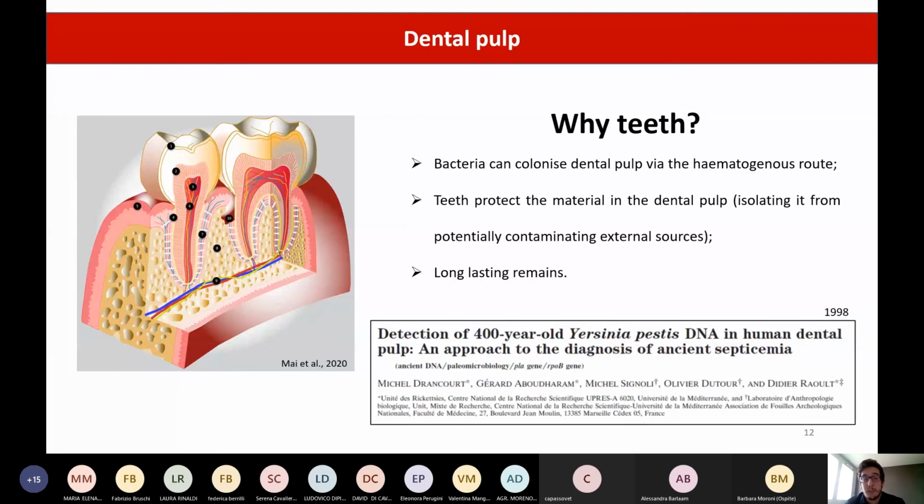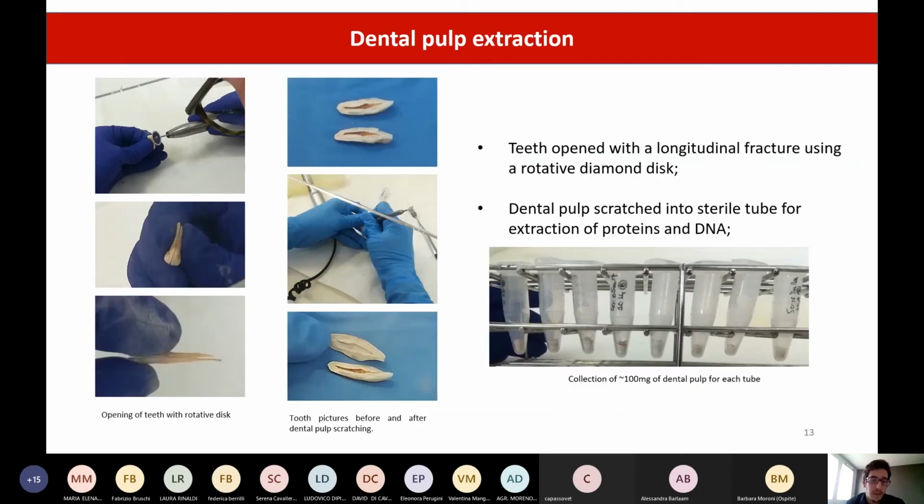And since blood is circulating inside the dental pulp, we also have all the pathogens that circulate in the blood of the individual. To obtain the dental pulp, you need to cut the teeth. There are different ways to cut them, but one is to cut it longitudinally, so removing the dentin and the enamel from the middle of the teeth, and after that you have to open it and scratch the dental pulp, which is the brown reddish thing inside.